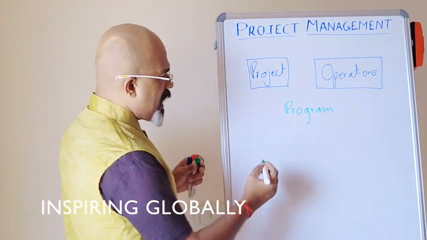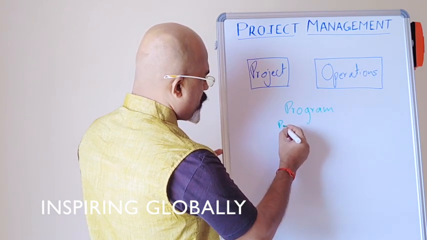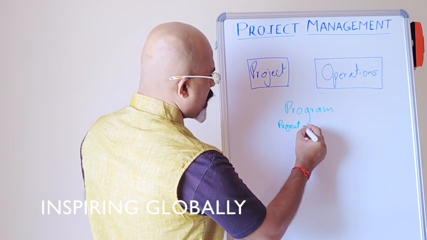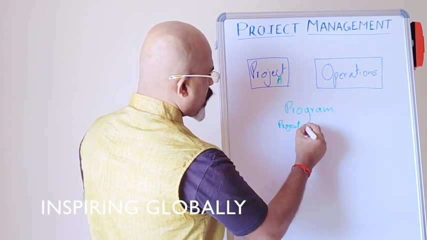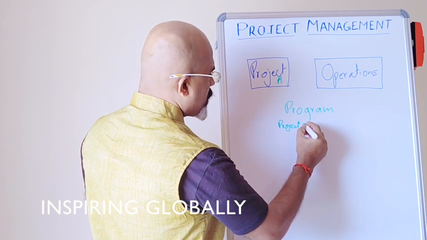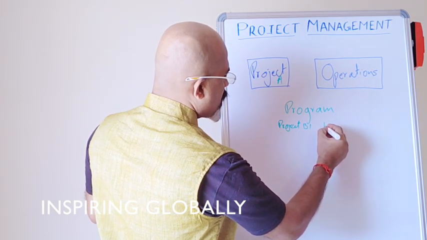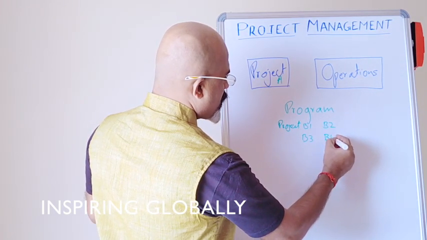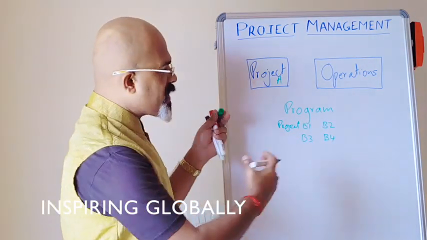Let's say we have a project, let us say this is project A. This is project B1, project B2, project B3, project B4. So what are the B1, B2, B3, B4? They are different projects which are interrelated.